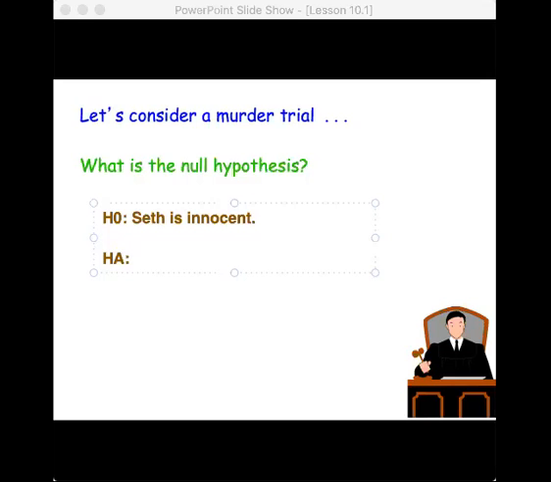We assume Seth is innocent, which means the alternative, which is the opposite, is that Seth is guilty. So that's our null and that's our alternative. Sorry, I don't know how to do subscripts, but that O and that A should be subscripts in your notes.